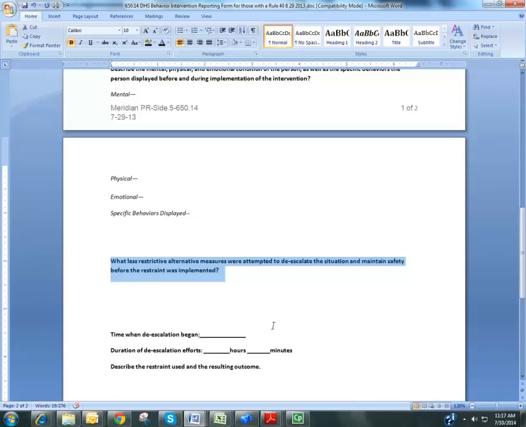It's very important that we show in our forms the attempts that we are trying to use other than restraining a person, and that we are showing that this really was the least restrictive measure, that we didn't have any other options, that those other options weren't working.